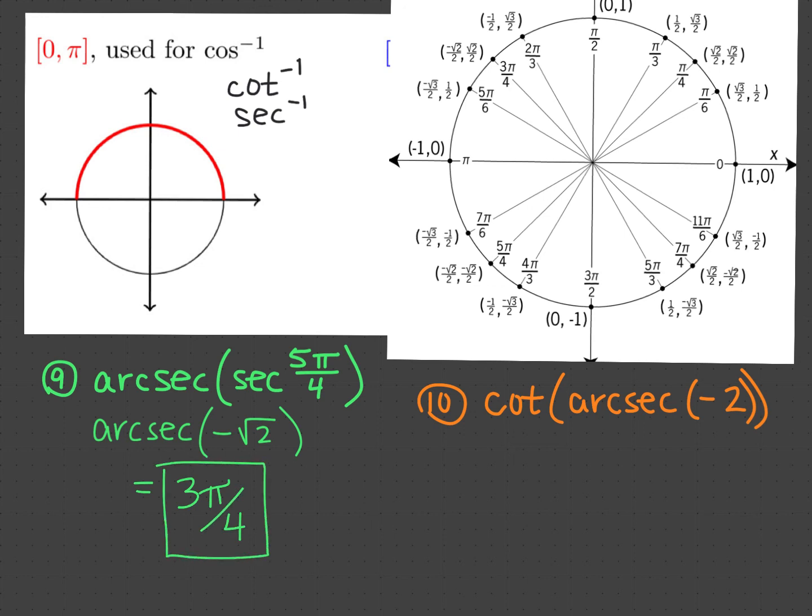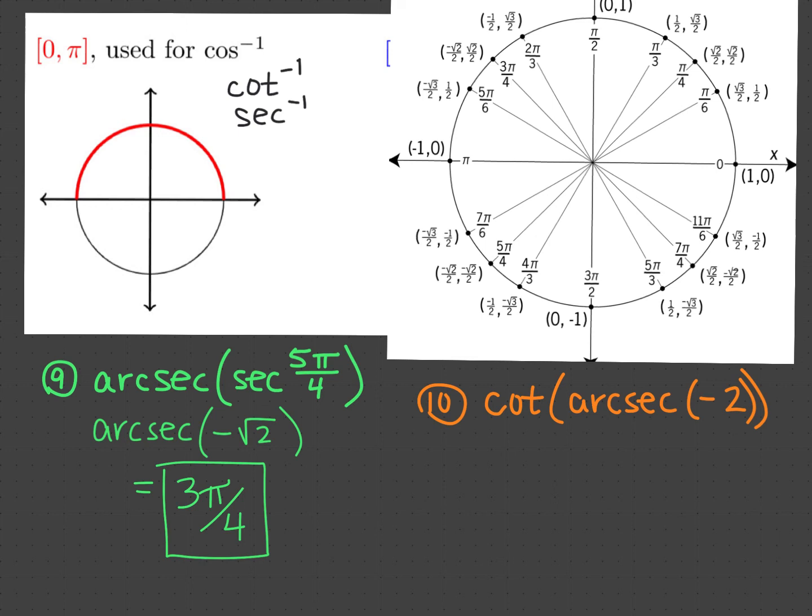So again, an interesting idea. We had an arcsecant and a secant, essentially inverse functions of one another, and when we plugged in 5 pi over 4, that's not what we got out. That's because 5 pi over 4 is down here in quadrant 3, which is not a part of the range of the arcsecant function.